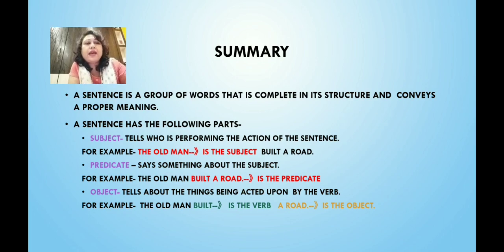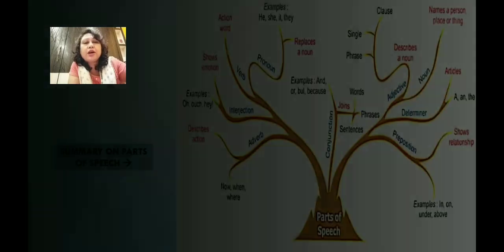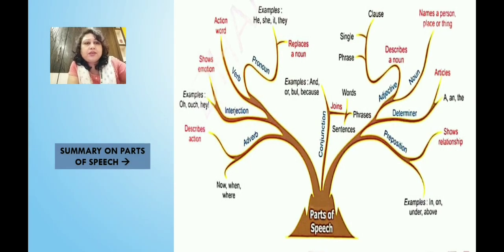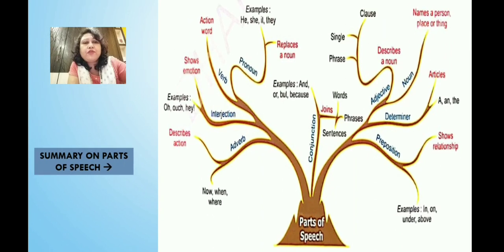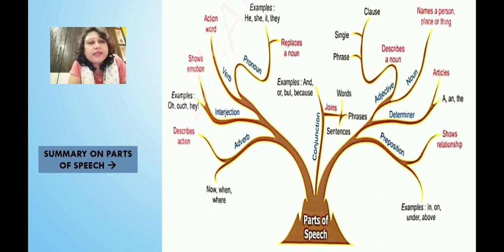Okay. Then we had done parts of speech. So here we have different parts of speech. Yes. Now for example, if we start with noun, right? So noun refers to names of a person, place or thing. Yes. Then determiner, that is articles, right? A and the. Then preposition, which shows relationship. Okay. For example, in, on, under, above. Then we had adjective, right, which describes a noun.